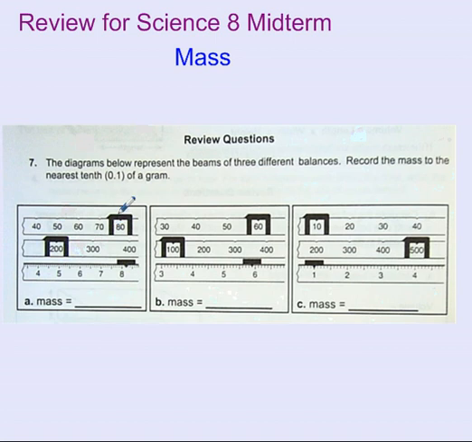Now, what would your answer be for these practice problems? This first one, 288.2. This one looks like 165.9. Again, make sure you're including the units. This last one, 511.0 grams.